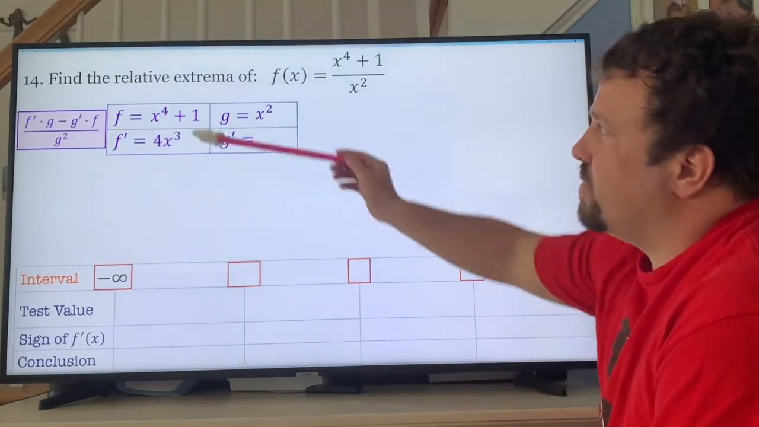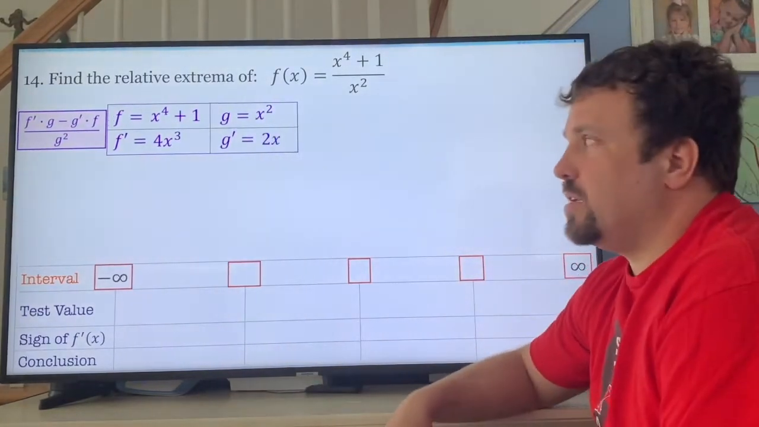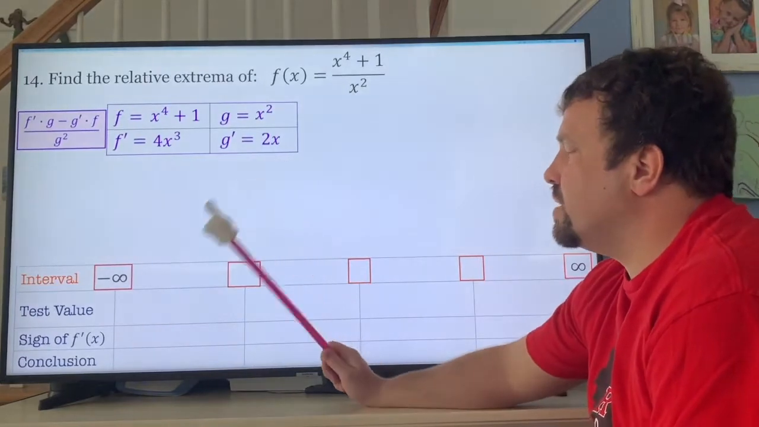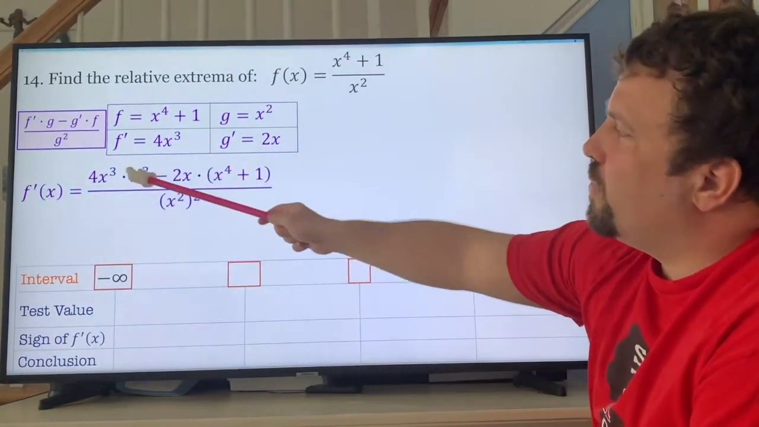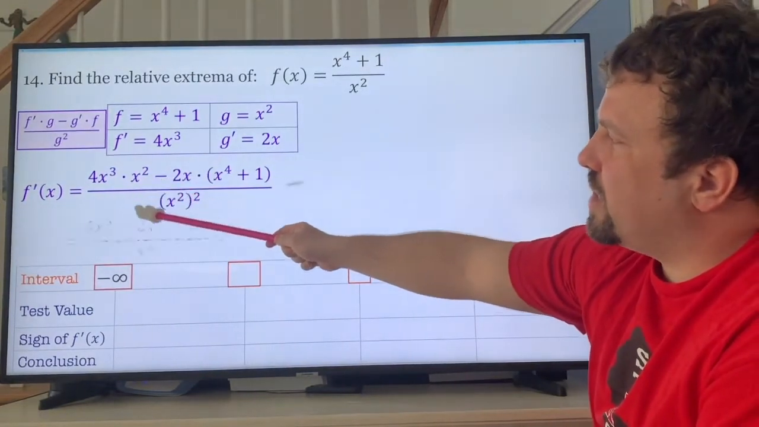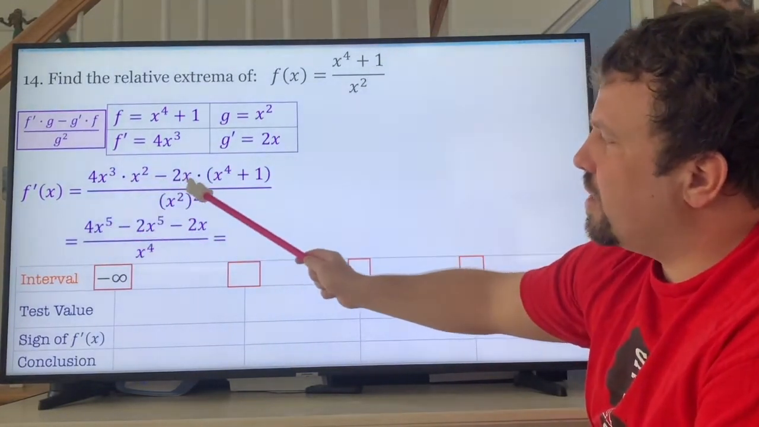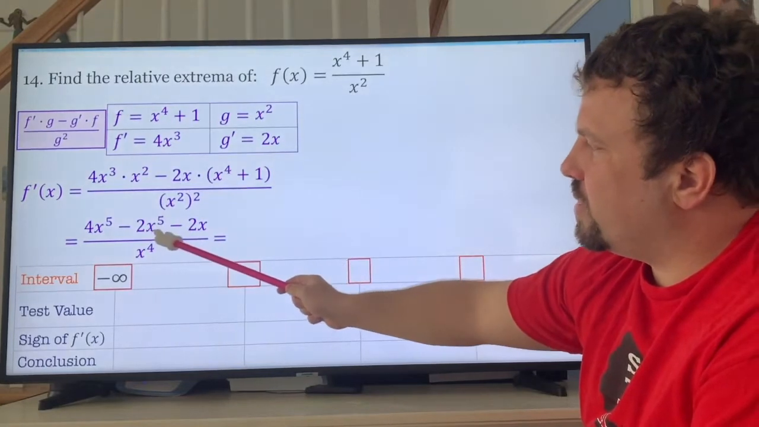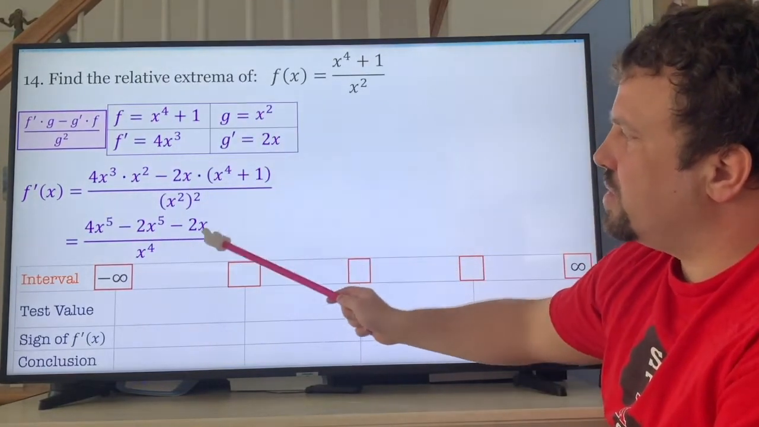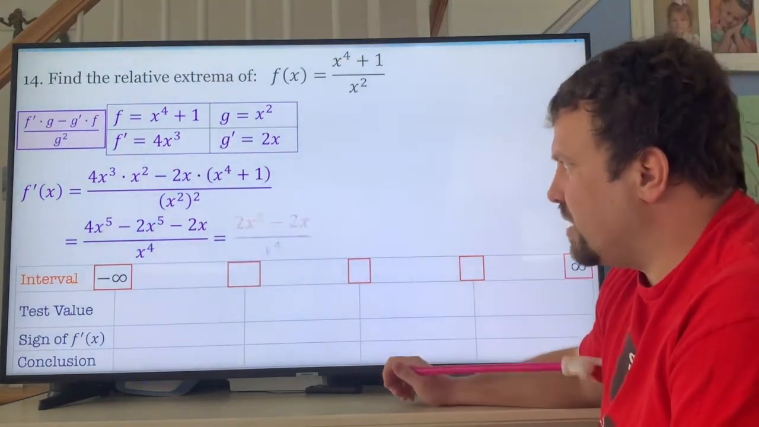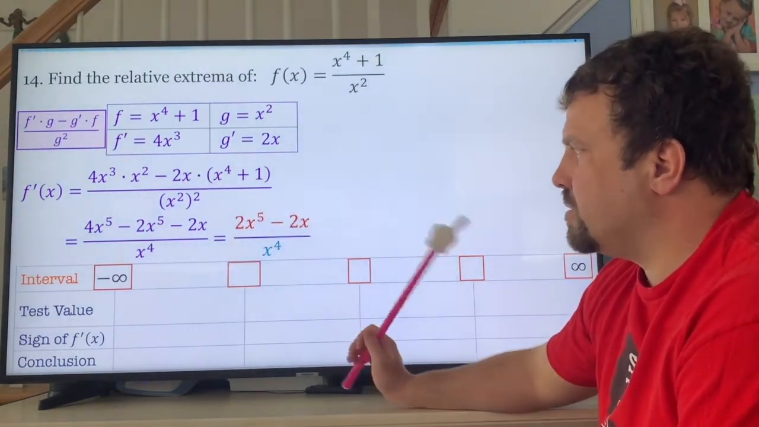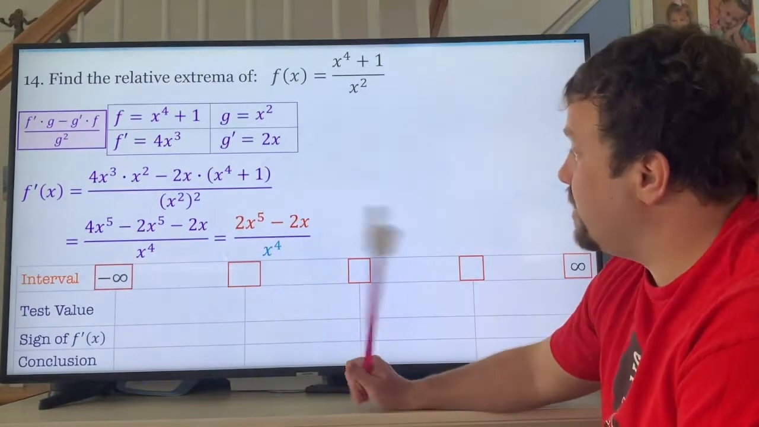All right, so derivative of this is 4x to the 3rd. Derivative of x squared is 2x. F prime times g, g prime times f. 4x cubed times x squared is actually 4x to the 5th. Negative 2x times x to the 4th is negative 2x to the 5th. Negative 2x times 1 is negative 2x. All right? Subtract these two numbers, combine like terms, you get 2x to the 5th minus 2x over x to the 4th. All right? Not too bad yet.